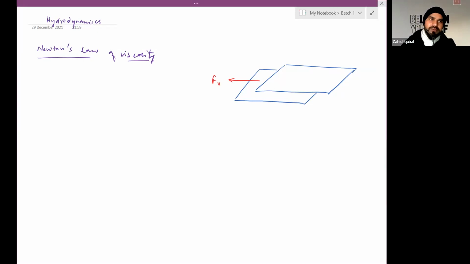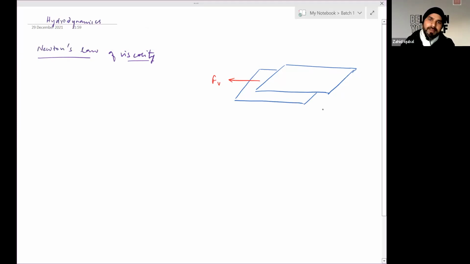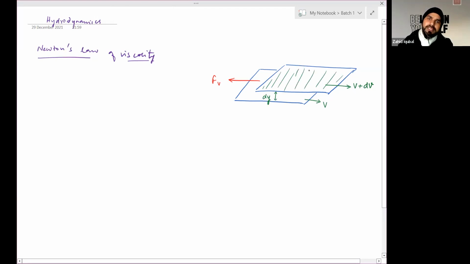Due to the impact of this viscous force, there will be a change in velocity of the liquid. So this layer will be moving with some velocity v, and this layer must be moving with some velocity v plus dv. And there will be a width between two different layers of liquid, let's say dy. The area of cross section of this layer of liquid is A.